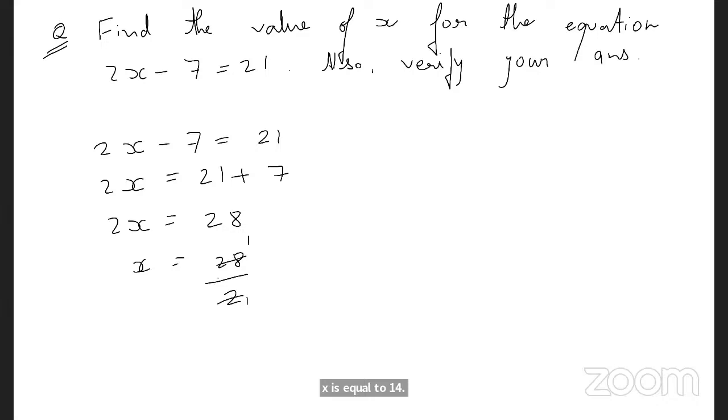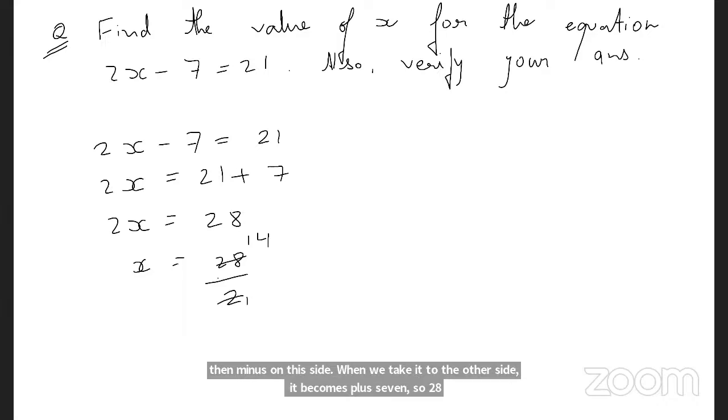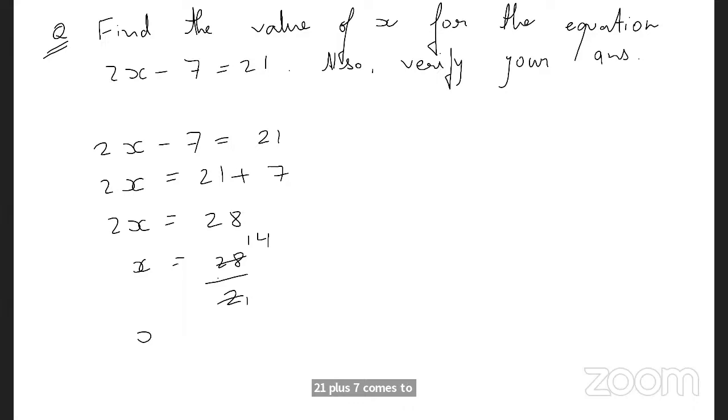Ma'am, is x equal to 14? Yes, x equals 14. Ma'am, see, 2 into 14 equals 28, 28 minus 7 equals 21. Oh yeah, 14. 28 we'll divide by 2. Okay, see, 7 is in minus on this side. When we take it to the other side, it becomes plus 7. So 21 plus 7 comes to 28. Okay, x will be 14.